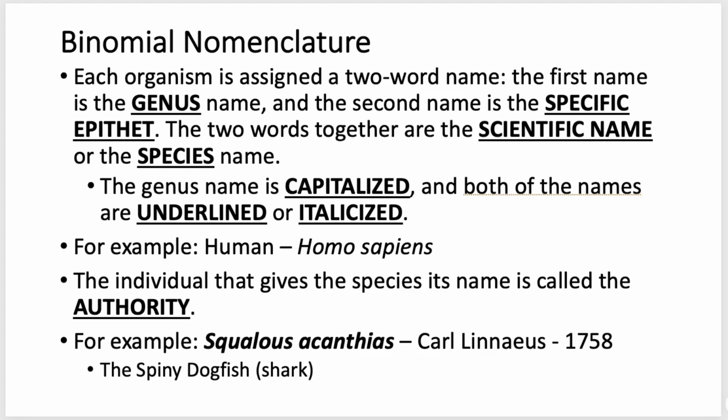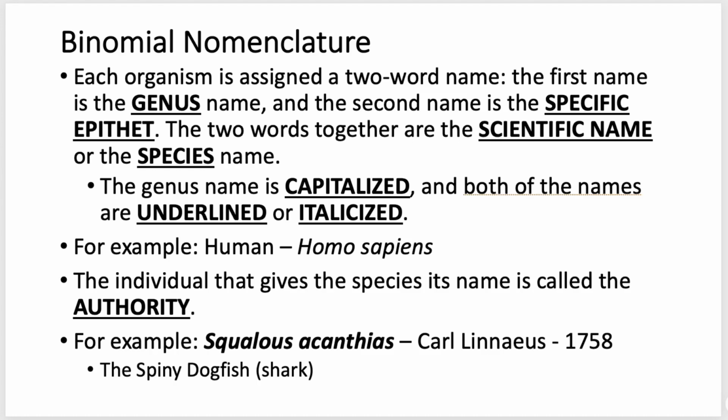But the genus name is capitalized. Both names are either underlined or italicized, and the species name is lowercase. So in the name Squalus acanthius, the S in Squalus is capitalized, the A in acanthius is lowercase, and it's all italicized. And whoever names the organism is called its authority. And Carl Linnaeus is the one who named actually the dogfish, which is a shark, and he gave it that name, Squalus acanthius.